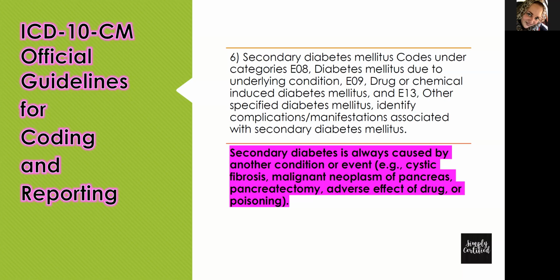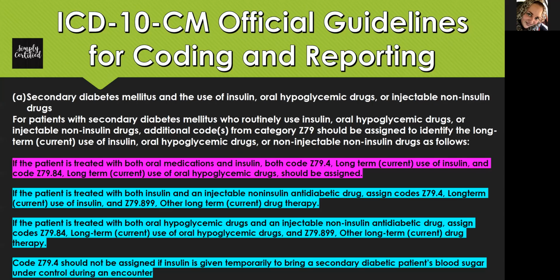So I changed up the screen a little bit on you here to see if you're paying attention. Something I really want to point out is that secondary diabetes always has some kind of cause. And you usually code that first. Secondary diabetes is never used as a first listed diagnosis because it is a secondary condition. The guidelines can be confusing, but I think it's pretty clear what they tell us.